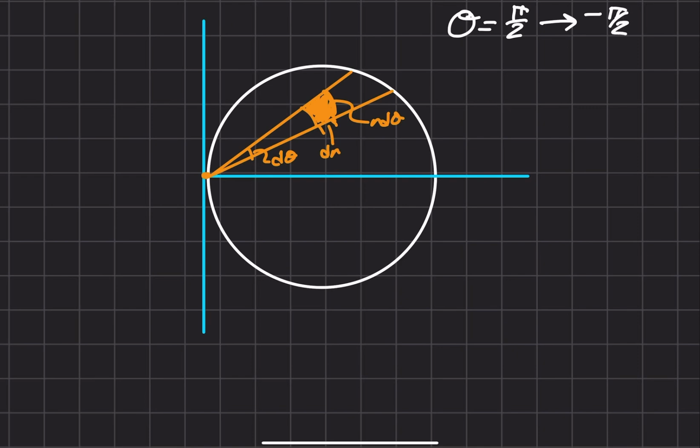Now for r, what about r? We know that at the biggest extent, we're going to go all the way out to r equal to 2R, right?